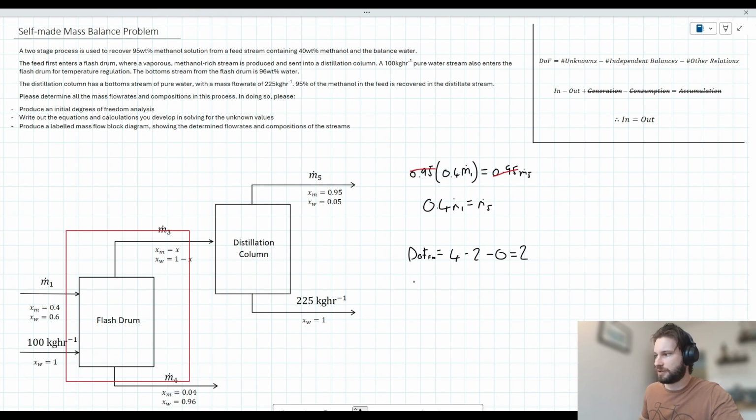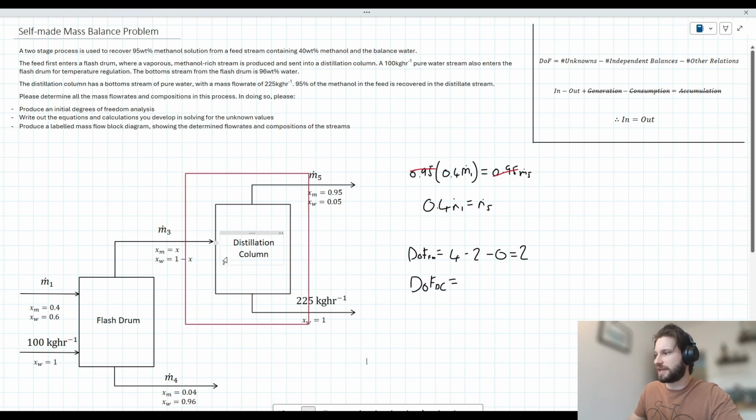Since we've got 2 degrees of freedom on our flash drum, that basically means that the flash drum is underspecified. We need more information to be able to solve for the flash drum, probably. So let's move on to our distillation column. For our distillation column, we've got M3, X, and M5 as our unknowns. So that's 3 unknowns. We still have 2 independent balances, one for the methanol, one for the water, and 0 other relations. So that's 1 degree of freedom, and the distillation column is still underspecified.